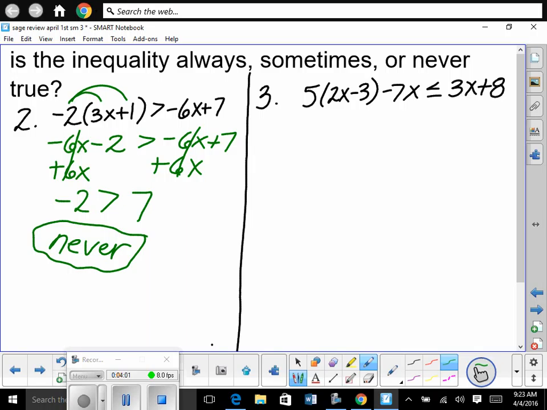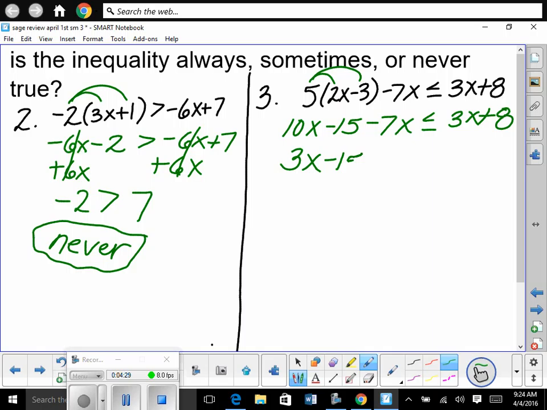Questions? Okay, let's solve the next one. So I'm going to go ahead and multiply in again that 5. So we have 10x minus 15 minus 7x, so distributed, and then is less than or equal to 3x plus 8. So we're going to solve to see, or simplify this down to see if it's always, sometimes, or never. So I'm going to combine my x's on the left, so that would be 3x, because 10x minus 7x is 3x.